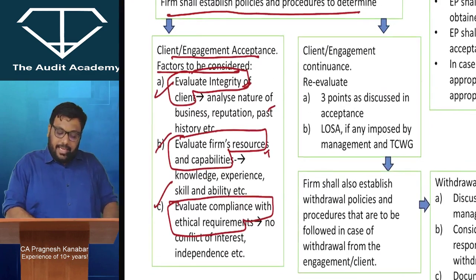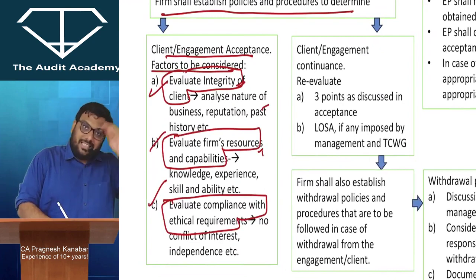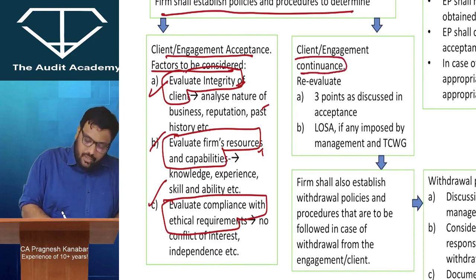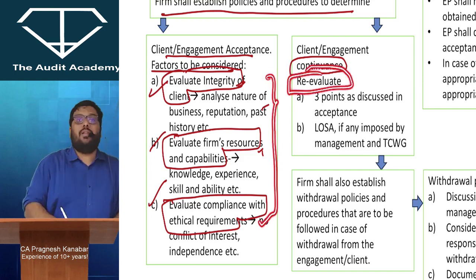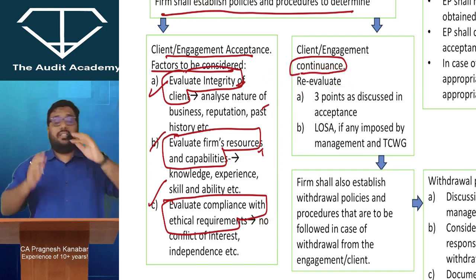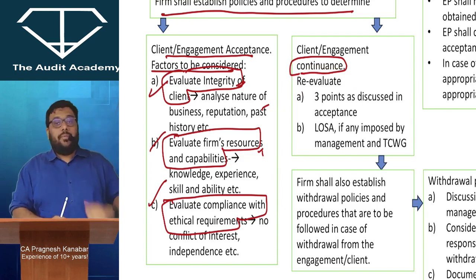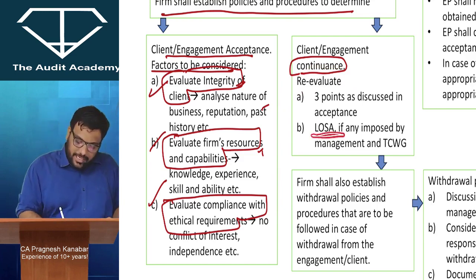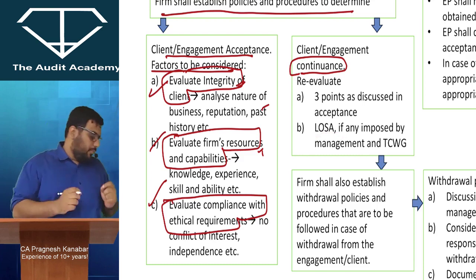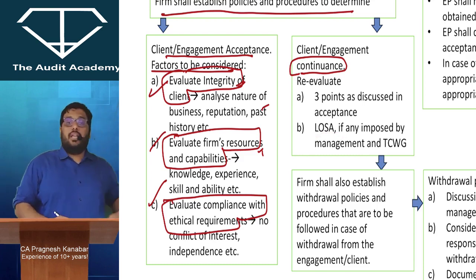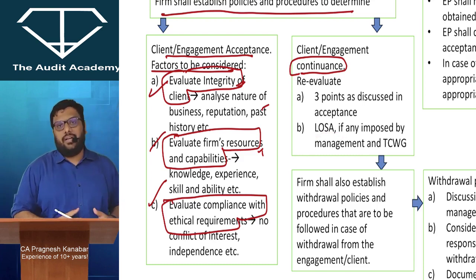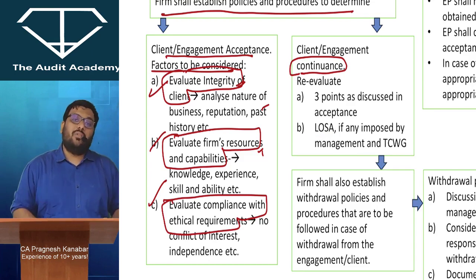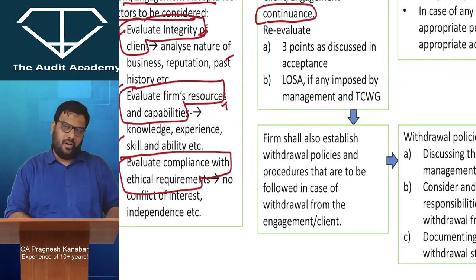All right. Then after deciding the acceptance, the next decision in life is whether you want to continue with this person or not. When we talk about continuance, please understand that these three points will be re-evaluated from the second year onwards. Plus, we will also think whether there has been any limitation on the scope of audit imposed by management and those charged with governance. If there has been a limitation on the scope of the assignment, then in that case, we may decide about withdrawal from the engagement.